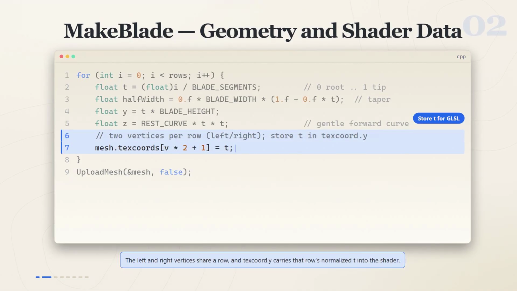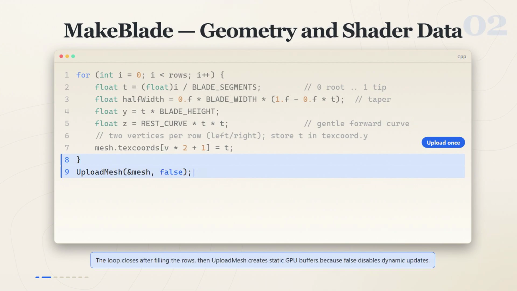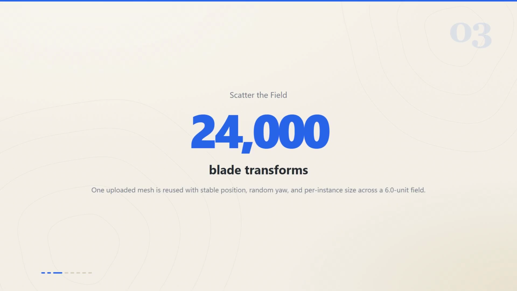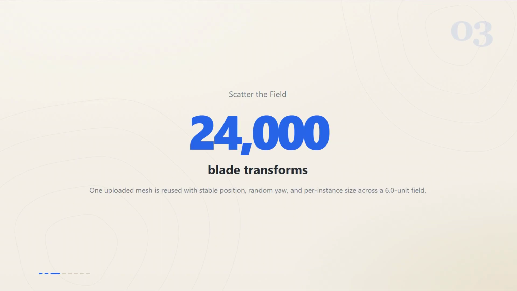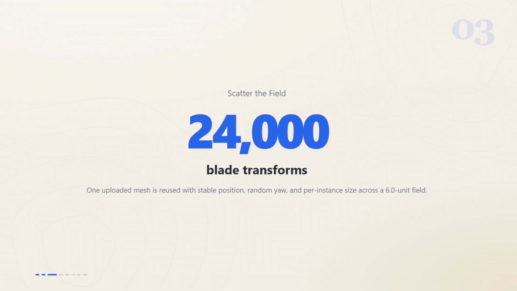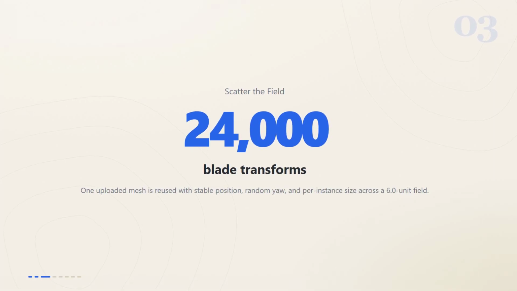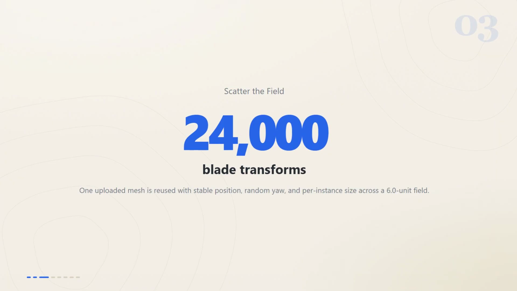More rows produce smoother bending, while too few reveal visible facets. Keep the mesh narrow and double-sided, because grass must remain visible from either direction. The field now contains 24,000 blade transforms distributed across a 6.0 unit area. Each blade keeps a stable position, while random yaw and size prevent obvious repetition. Because every instance reuses one uploaded mesh, the geometry does not need duplication.